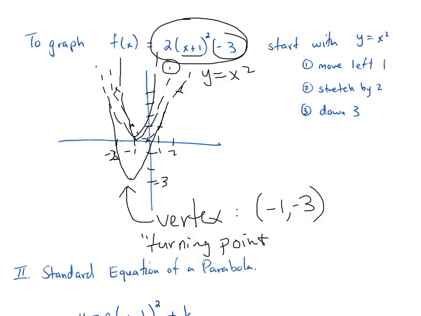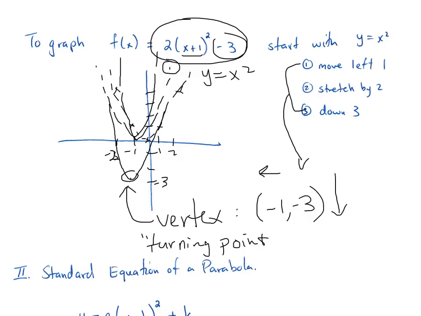So we can think of this vertex as being formed because we took our x squared graph, we moved it over in the x direction by -1, and we moved it down in the y direction by -3. That's why it's located down here, because of our two moves that contributed to that location of our vertex.